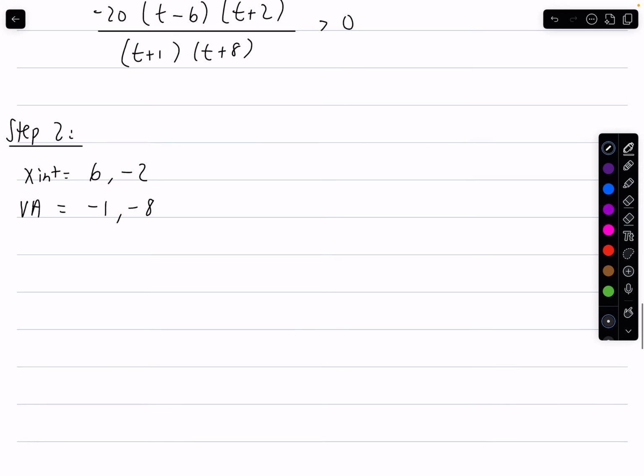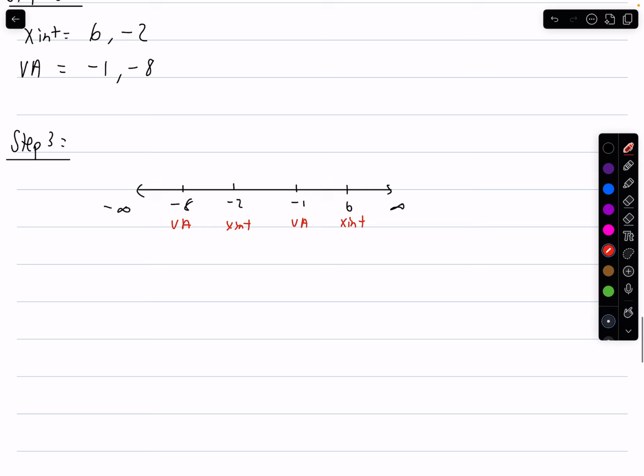Great. So now step 3, we're going to do our number line. So our number line is going to be from -infinity to infinity. We're going to have -8, -2, -1, and 6. And mind you, remember, we're going to label the vertical asymptotes and we're going to label the x-intercepts.